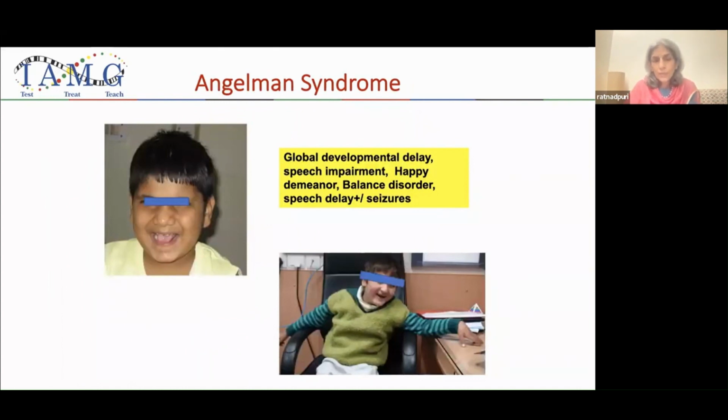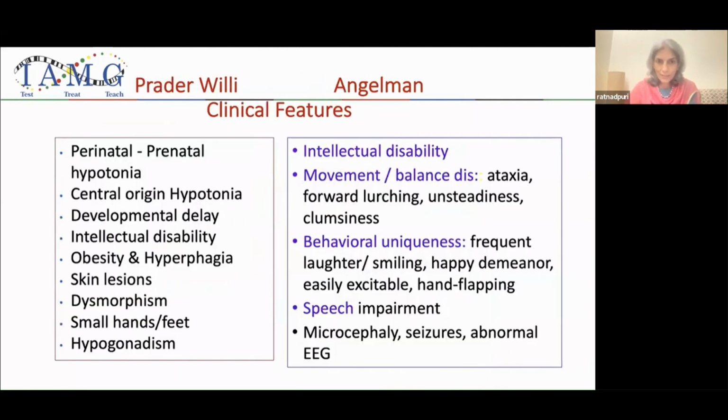We have another syndrome that occurs because of a change at the same site in chromosome 15 as Prader-Willi syndrome. And this is called Angelman syndrome. But when we see the phenotype of Angelman syndrome, it's very different to children with Prader-Willi. These children have significant developmental delay. There is impairment of speech. They have ataxia. They are happy children. They don't come and cry in the OPD. There is inappropriate laughter, as you can see in these children. And they may or may not have seizures.